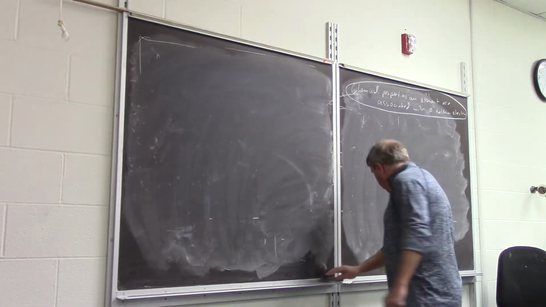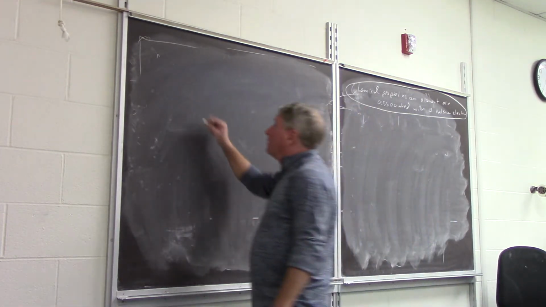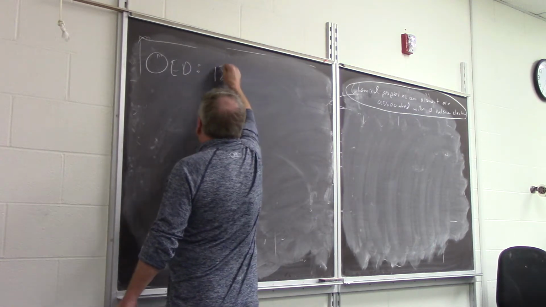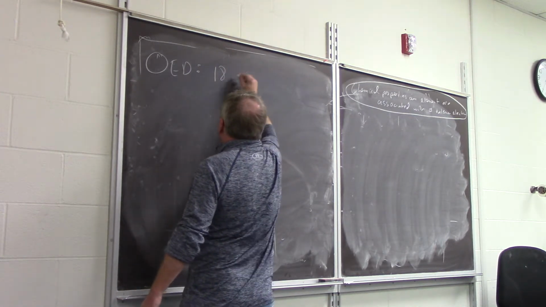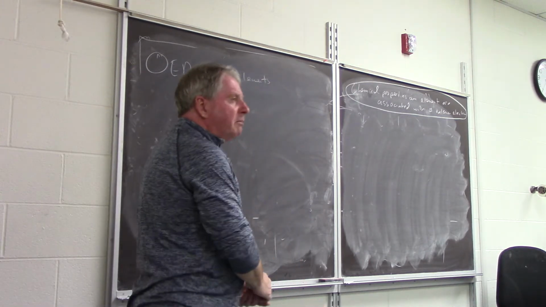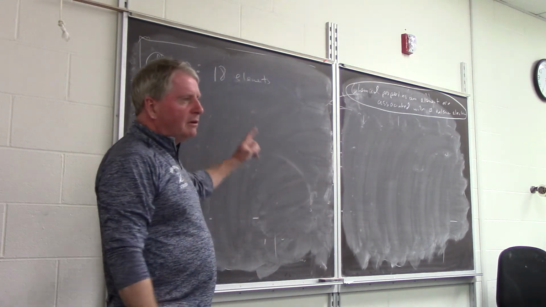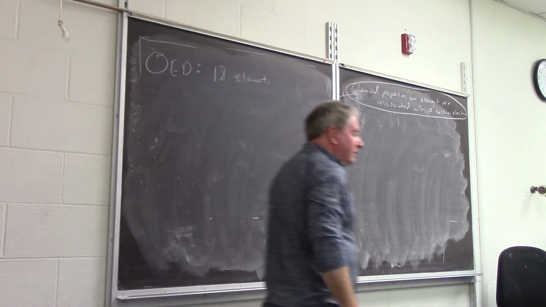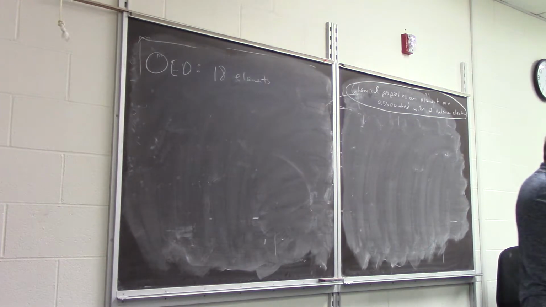So for the orbital energy diagram, OED I call it, you're only going to have the first 18 elements. We can do it for more and more, but we're going to see that the next way we portray the model of an atom will help us, so it'll be a lot easier to figure things out.